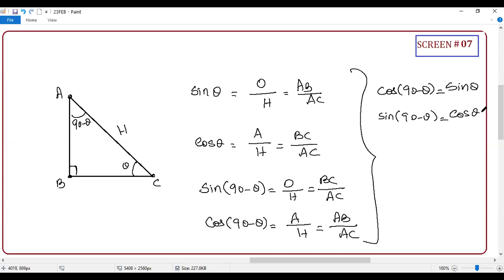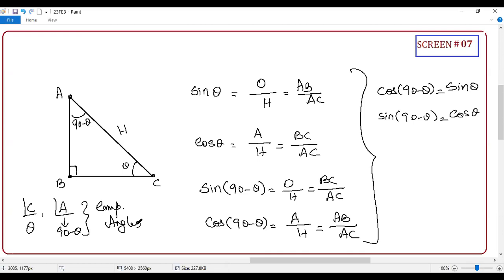Sir, which means what, sir? Sin theta equals cos theta when this angle plus this angle is going to be 90 degree. So when the sum of two angles is 90 degree, those angles are called what, student? Complementary angles. So angle C is theta, angle A is 90 minus theta. Guys, these two are called complementary angles. This is something you know from your childhood, from your 7th or 8th standard.